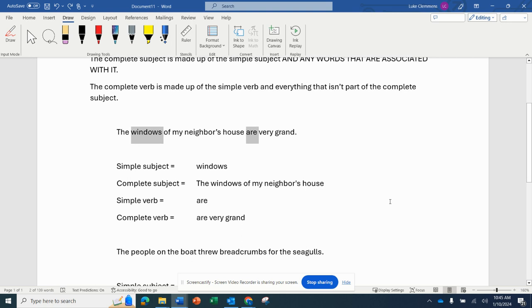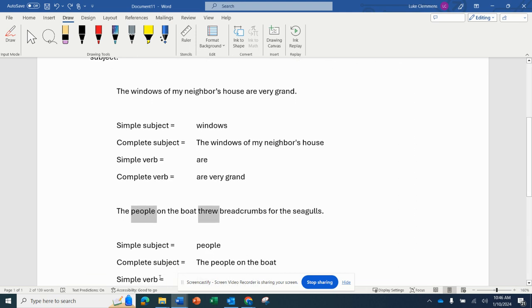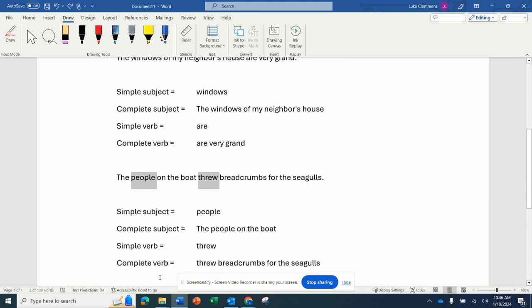Now let's try one more example. The people on the boat threw breadcrumbs for the seagulls. So we find our simple verb, our simple subject. Threw is the verb. So who or what threw? Well, people threw. So my simple subject is people. My simple verb is threw. So what's my complete subject? What are the other words associated with people? The people on the boat. That's my complete subject. Simple verb, threw. Complete verb, threw breadcrumbs for the seagulls.